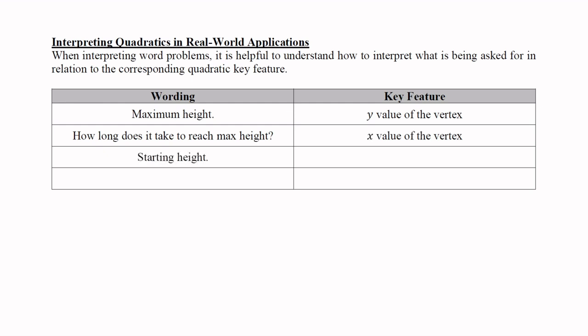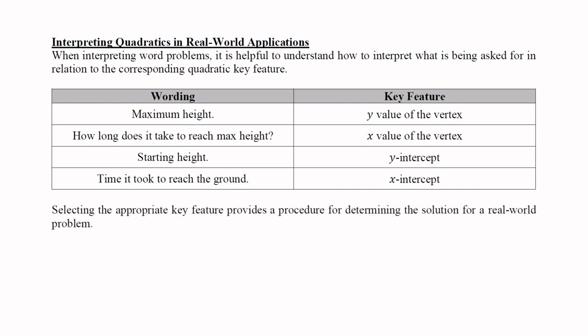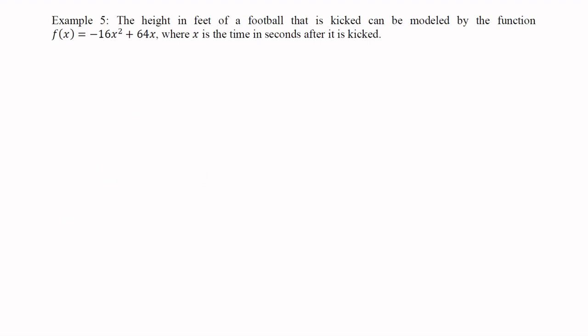The starting height would be the very beginning of your parabola at x equals 0, so that would be your y-intercept. And the time it took to reach the ground would be the other end of your parabola, that would be your x-intercept. Selecting the appropriate key feature provides a procedure for determining the solution for a real-world problem. So let's take a look at this example.